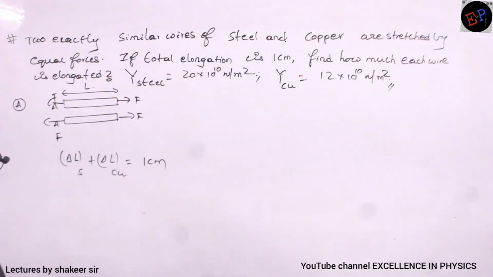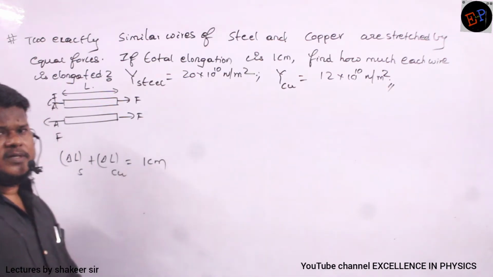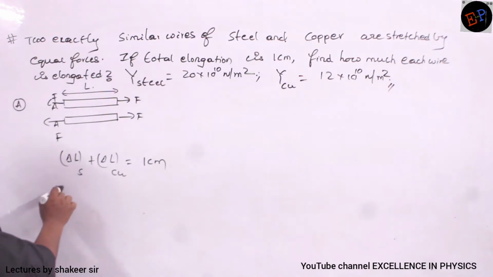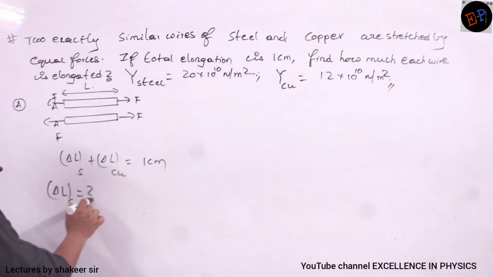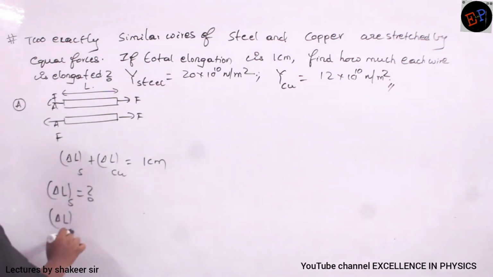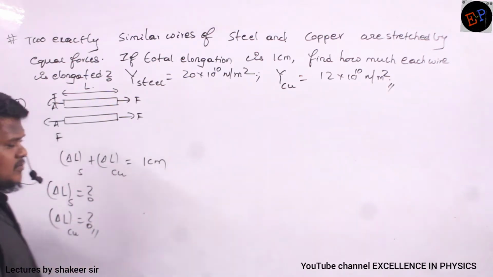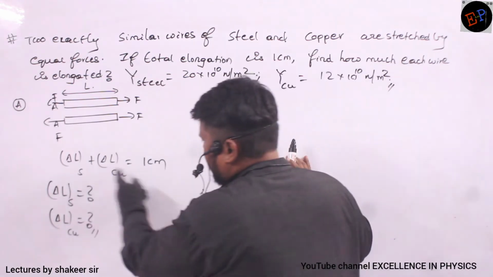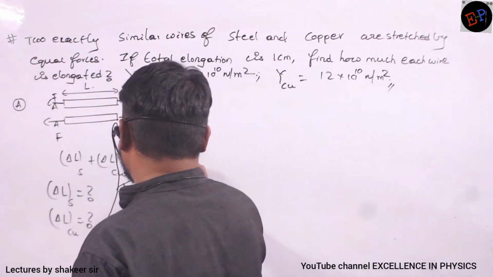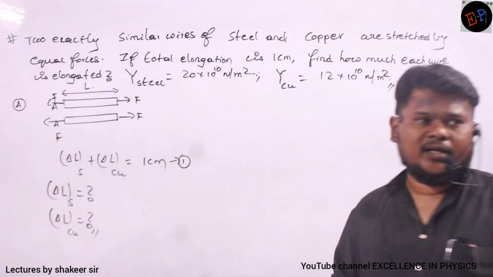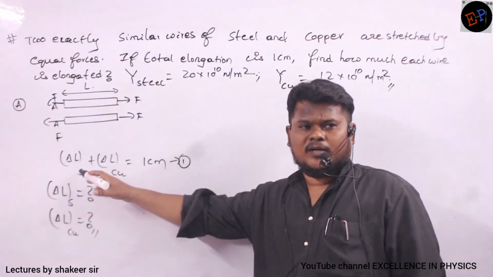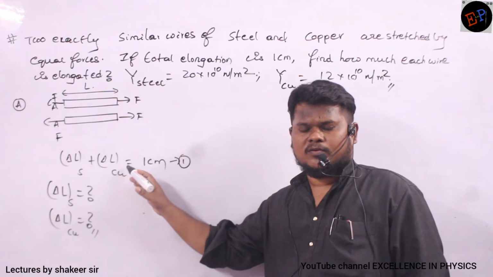Then find how much each wire will be elongated. What is the elongation produced in each wire? It means I want to calculate delta L S, and also delta L C. These two I am supposed to calculate. How can I calculate? Here I have one equation. This is equation number 1. How many unknown quantities are there? 2. Delta L steel is one unknown quantity. Delta L copper is another unknown quantity.